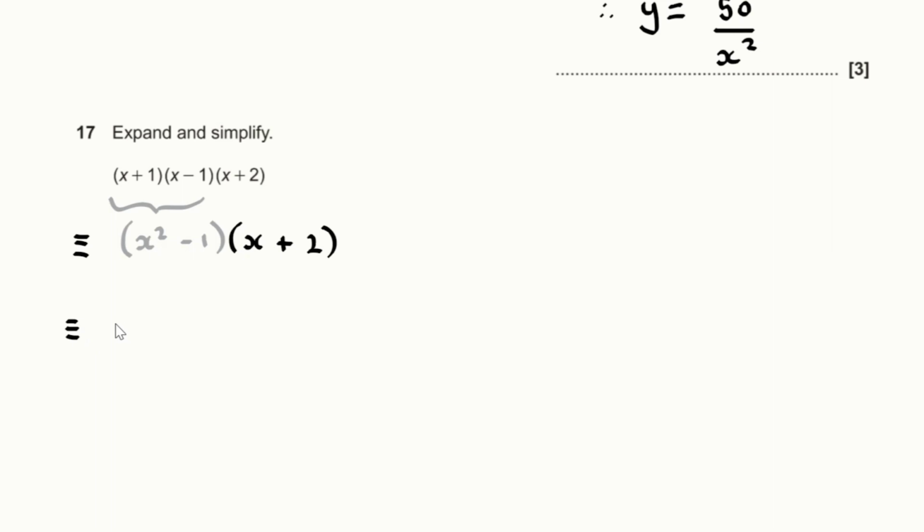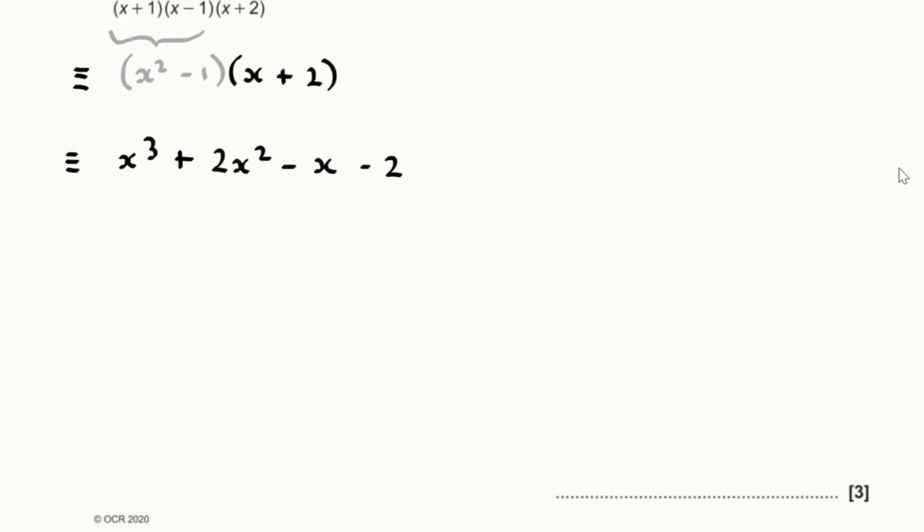X squared times x is x cubed. X squared times 2 is 2x squared. Minus 1 times x is minus x. Minus 1 times 2 is minus 2. So here is our result expanded and simplified.